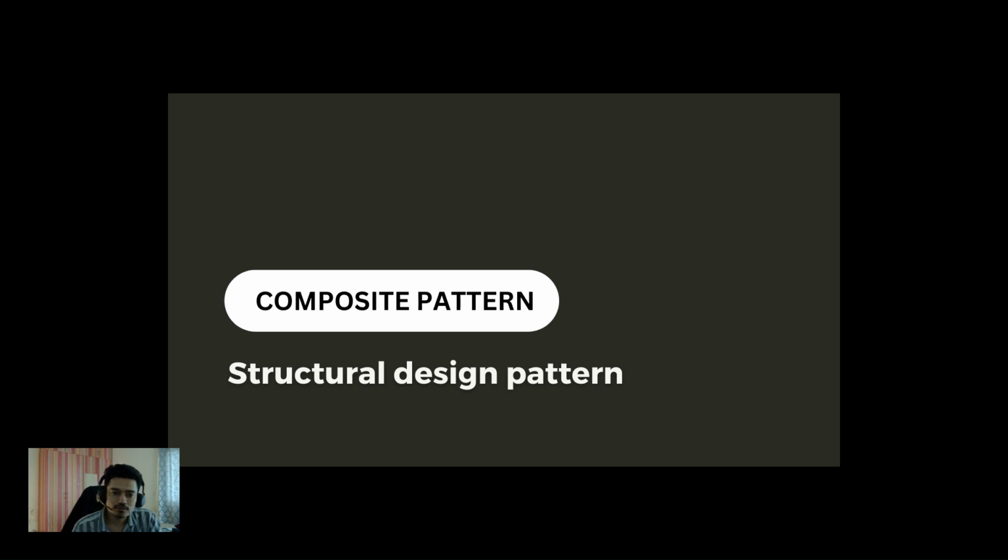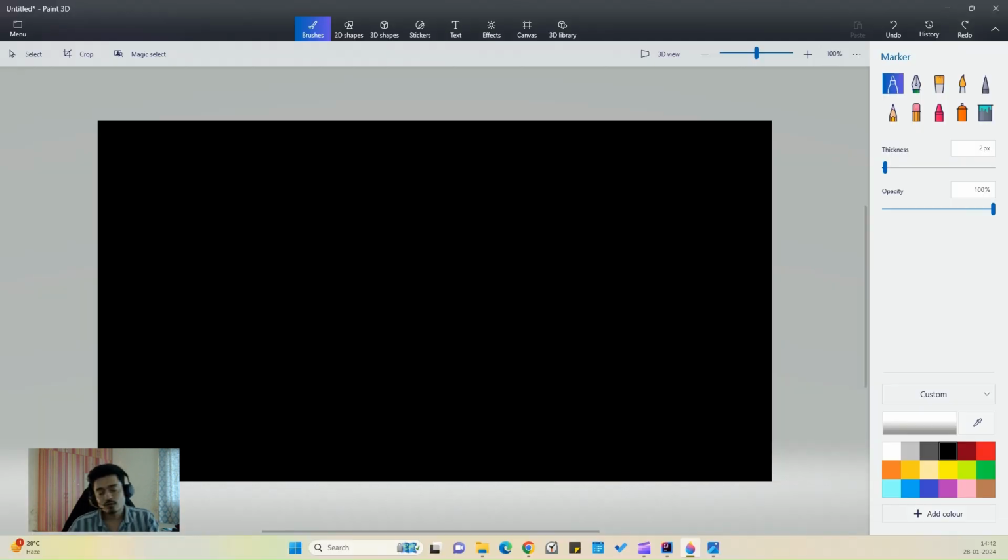Hello. In this video, I am going to discuss the composite design pattern. It is a type of structural design pattern. First we will go through an example and then we will take a look at the code. This pattern is used in scenarios where you want to decompose an object into a tree structure.